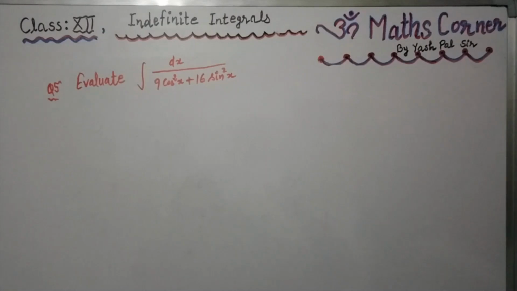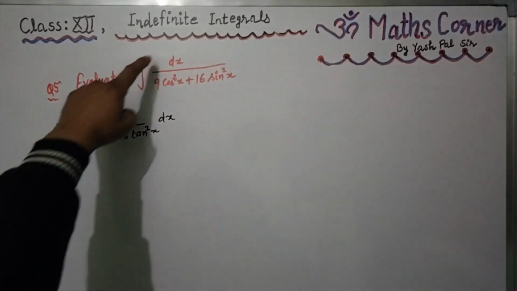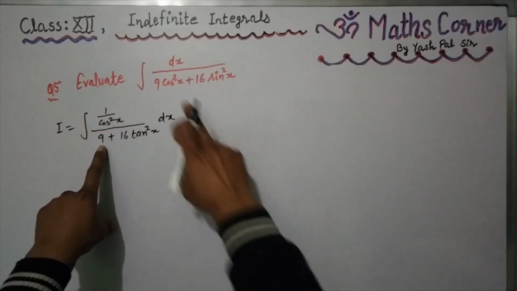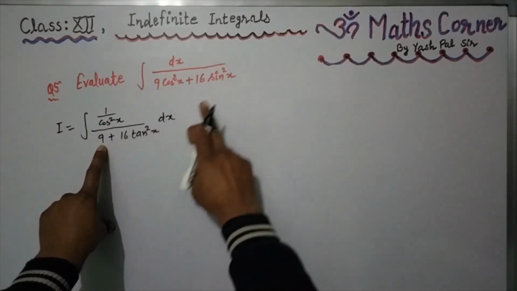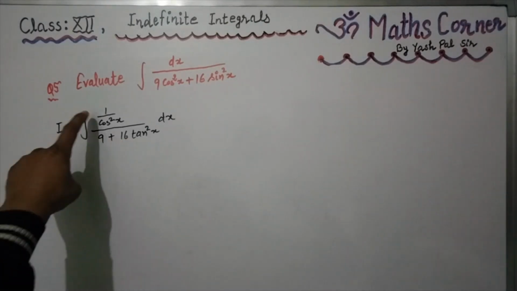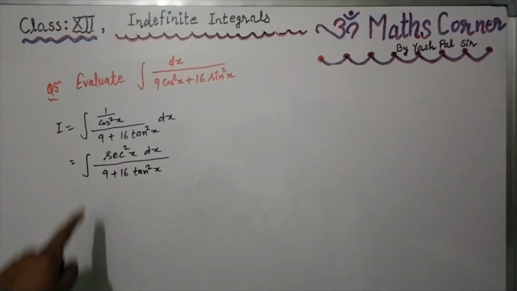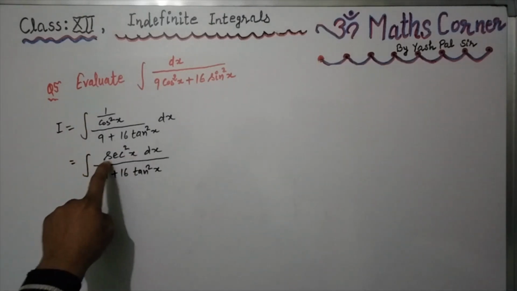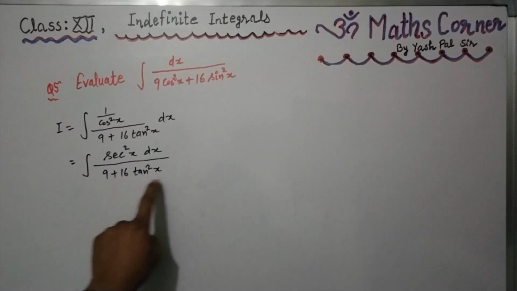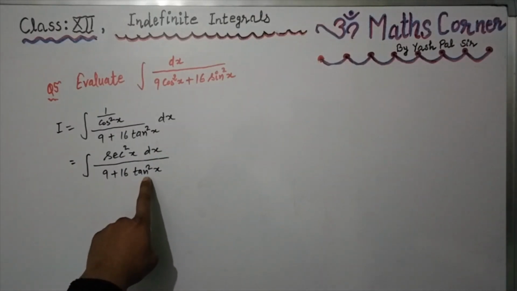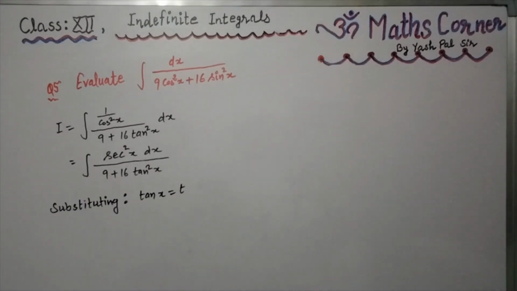In such questions also we divide numerator and denominator by cos square x. On dividing numerator, this is 1 upon cos square x. Cos square is divided, so 9 is only there. 16, this becomes tan square x. That is, we can write this as numerator in place of 1 upon cos square x, we are writing secant square x into dx. Rest is everything same.